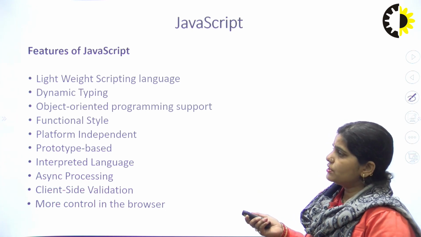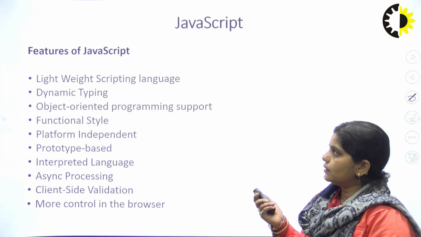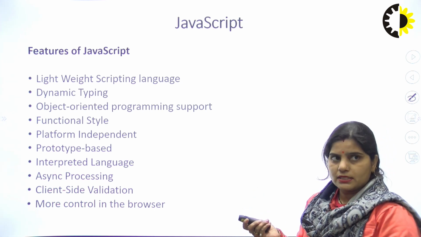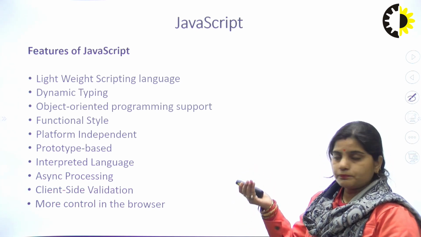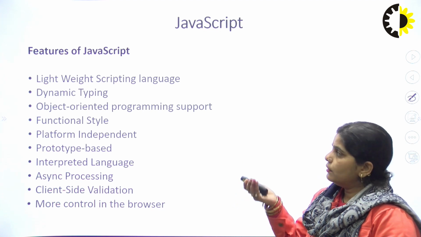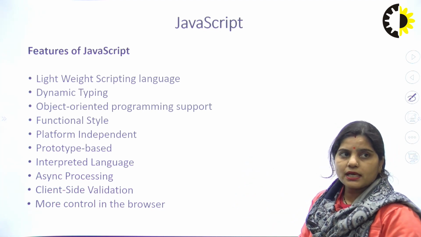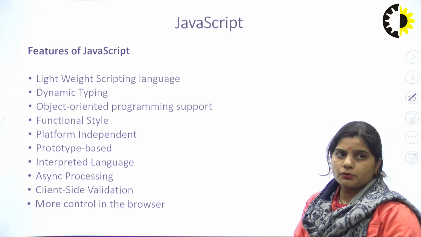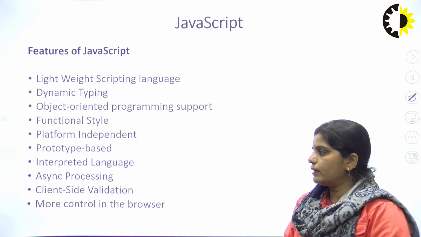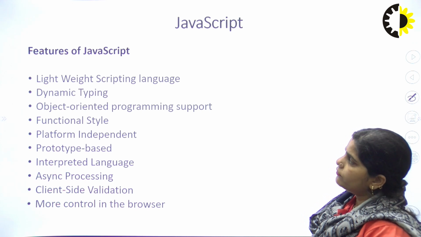So these are some features of JavaScript. The first one is lightweight scripting language. JavaScript is basically a lightweight scripting language. One by one, I will explain these features in detail also. The second one is dynamic typing. The third one is object oriented, then functional style, platform independent, prototype based, interpreted, asynchronous processing, client side validation, and more control over the browser. So the first feature is lightweight scripting language.